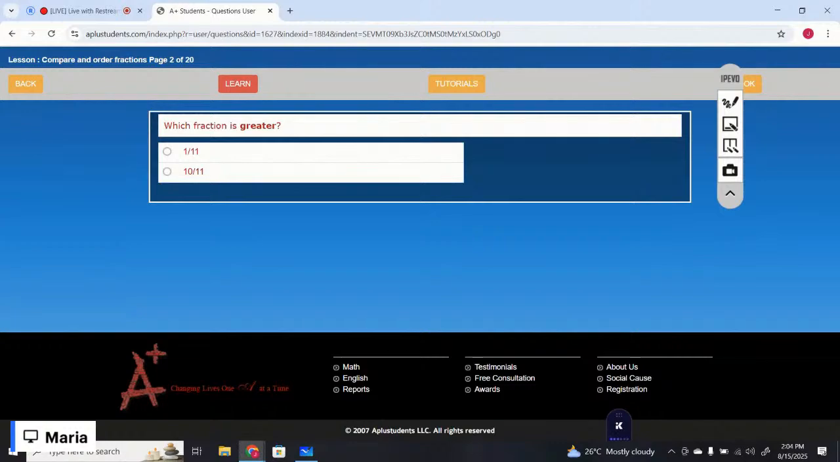Which fraction is greater, 1 out of 11 or 10 out of 11? 1 out of 11 means only one portion is colored out of 11. And 10 out of 11 means 10 of them are colored out of 11. Option number 2 is the correct option because most of the portion is colored. That is 10 out of 11.